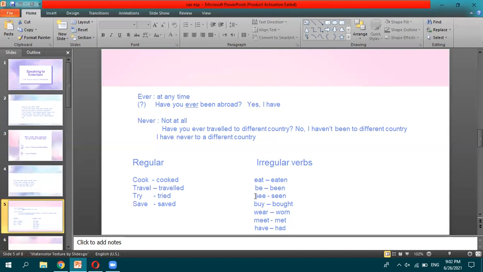Be. Yes, the past form is was, and the past participle form is been. So have you ever been to Paris? See? The past participle form is seen. Have you ever seen an elephant? Buy, becoming bought. Wear, becoming worn. Make, becoming made. And have, becoming had. There are more verbs to memorize, of course, but start with these ones, all right?